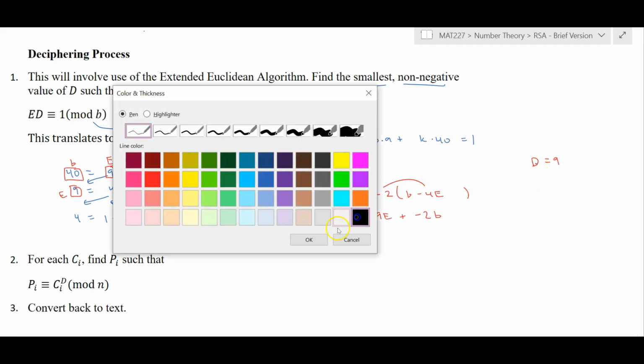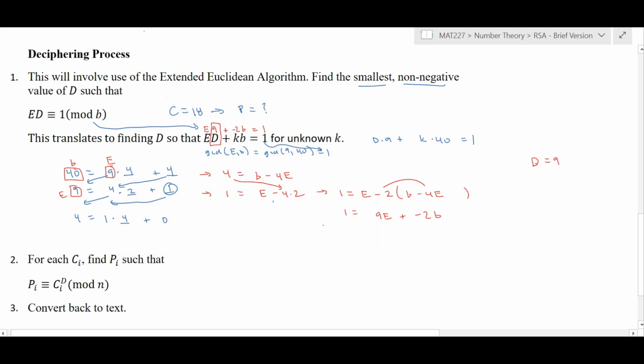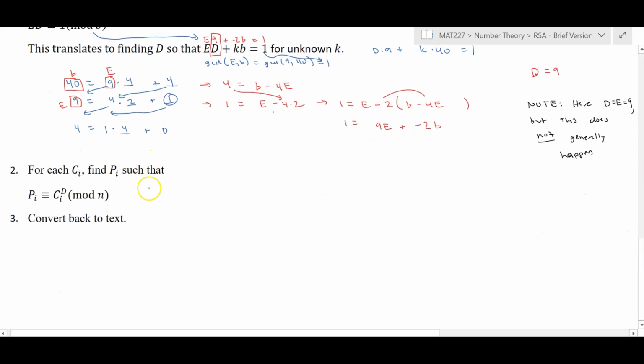And I want to point out something. If you're like, well, the decryption exponent and the encryption exponent are the same, I want to make a note here to say that that just worked out by happenstance. It will not always be the case. So here, D is equal to E, which are both 9. This does not generally happen. Otherwise, you can see it's a pretty weak algorithm, right? If the decryption and encryption exponent were the same, it'd be bad news. All right, but for the sake of this argument, we are ready to go.